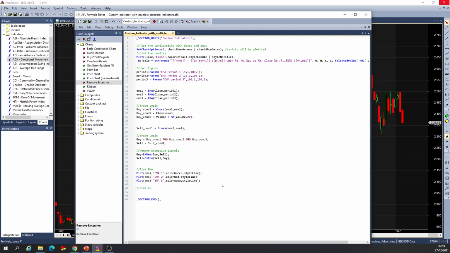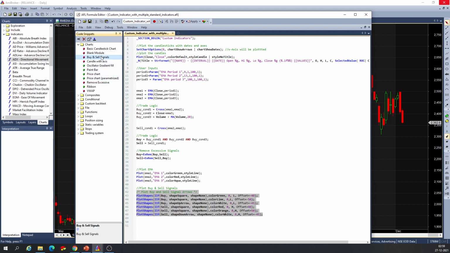Next we need to plot the buy and sell signals. For that there is already a code snippet which I am using. See, these are the code snippets. So once, for instance, you have written a logic and there is a high probability that it can be reused in your future codes, you can just save it as a code snippet here and reuse it in your future AFL codes.